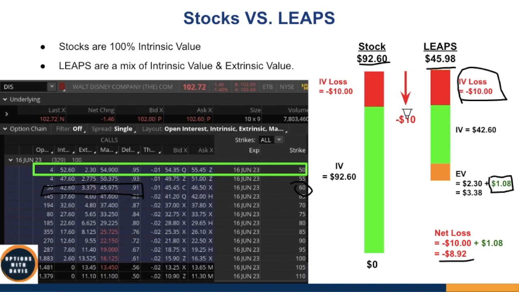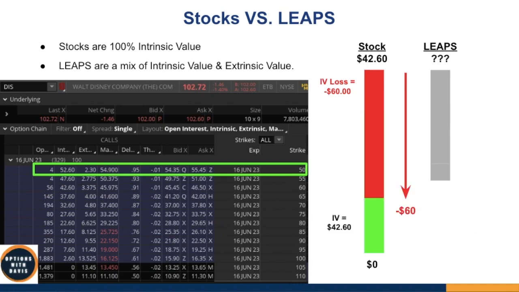So on the downside, the stock has no protection, but the LEAPS has the extrinsic value working for you. Many people think of extrinsic value as a bad thing, and most of the time it is, because it decays. But when the market drops very quickly, you will actually lose less because your extrinsic value is helping you cushion the loss from any intrinsic loss of the LEAPS. So that's why you only lose $8.92 when you paid $54.90, right?